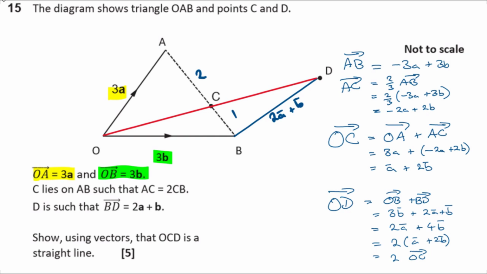So O to D is a scalar multiple of O to C, so they must be collinear. Okay, so I can therefore say that OCD is a straight line. So a bit convoluted, but basically all you've got to do is show that one is a multiple of the other to show that 3 points lie in a straight line, which I've done.